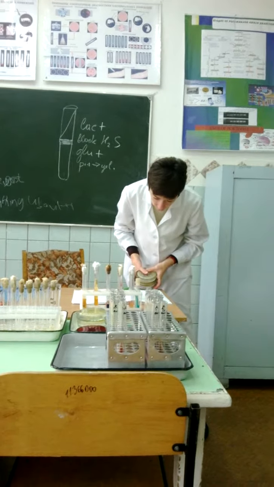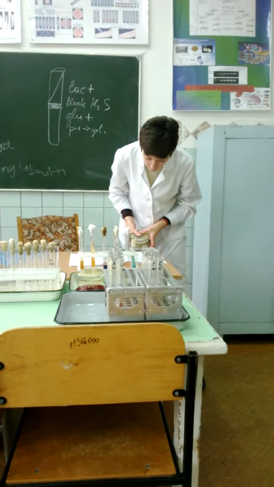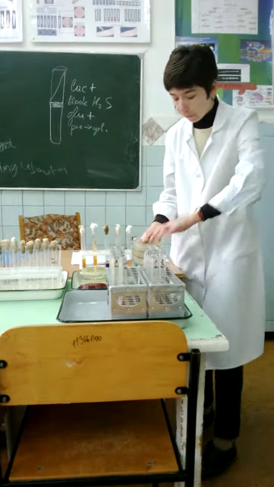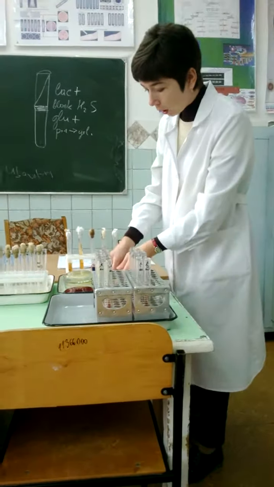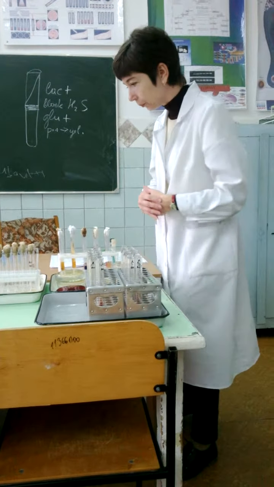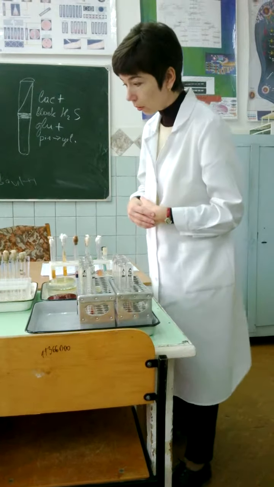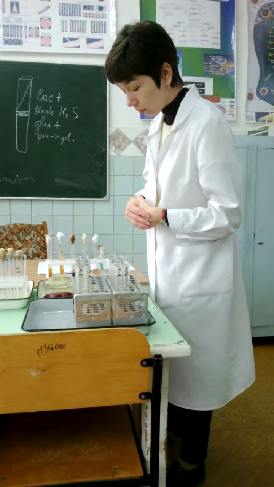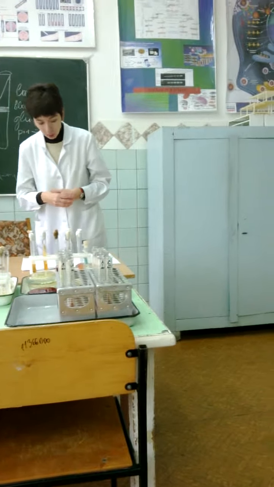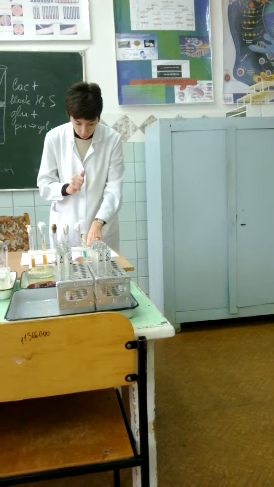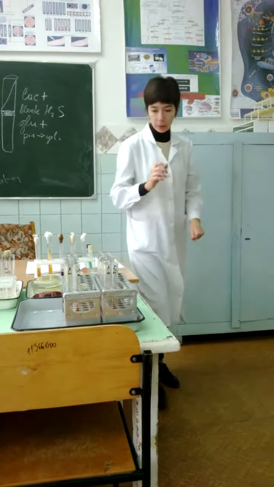The next is testing antigenic properties: Ascoli reaction, gel precipitation test, slide agglutination test. The Ascoli reaction is a reaction of precipitation. Okay, now we stop, and then gel precipitation test, slide agglutination. Okay, gel precipitation.